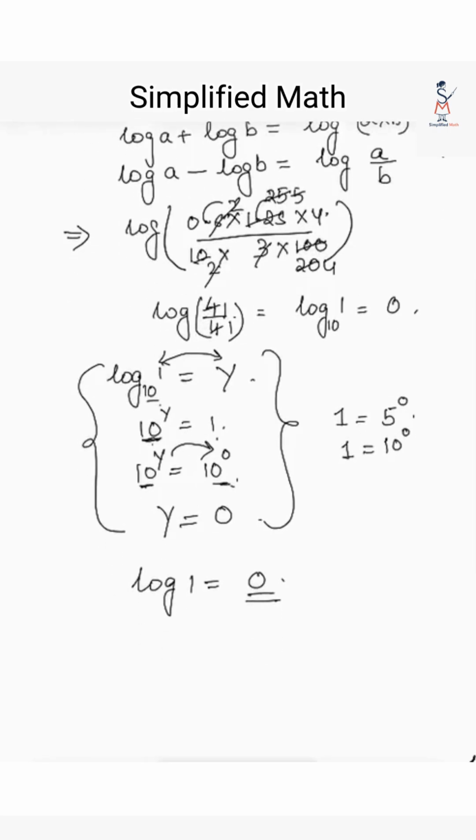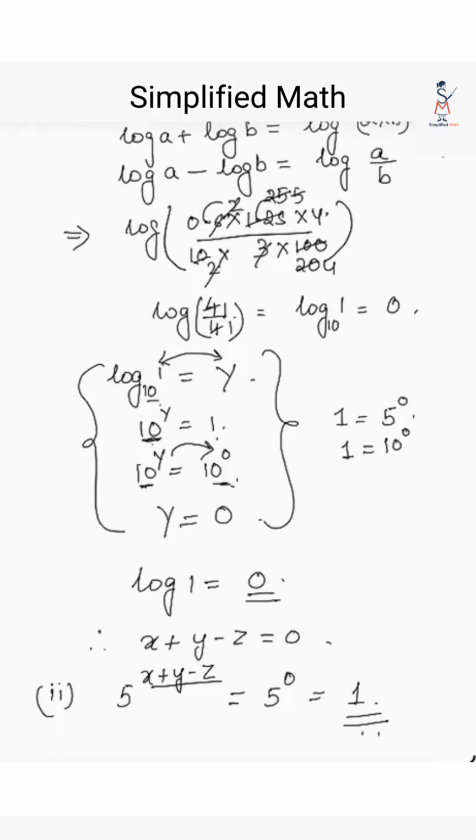Therefore x plus y minus z is 0. Now second, what we have to find? It is related to the first one. 5 raised to the power x plus y minus z. So what is x plus y minus z? 0. So this becomes 5 raised to the power 0. And any number raised to the power 0 is always 1 in exponent law. We have learned this. So this is how we do this sum.